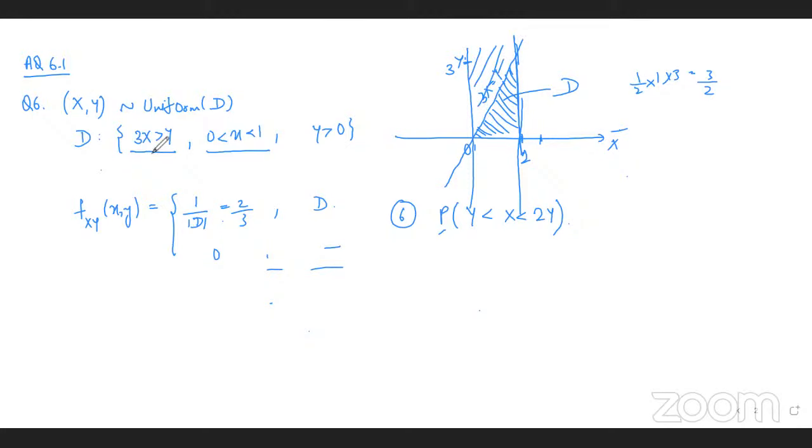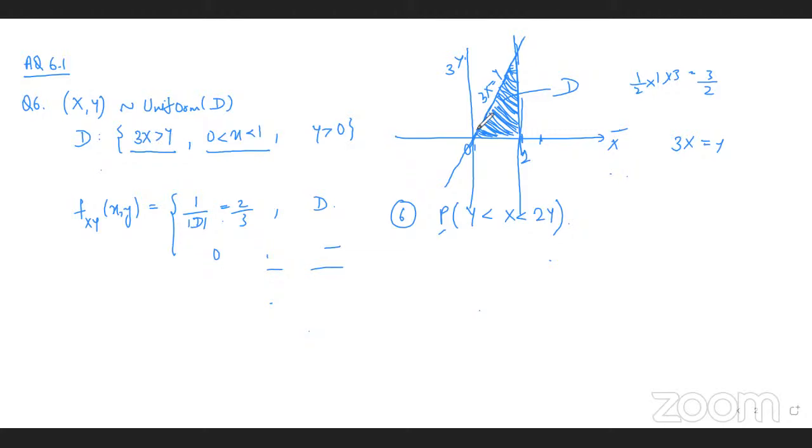Now 3x should be greater than y. So for that, we will plot 3x equal y. Once you plot 3x equal y, 3x should be greater than y, so the region to the x axis side is what we take as 3x greater than y. If it would have been 3x less than y, then it would have been opposite. In that case, you would say y is greater than 3x.